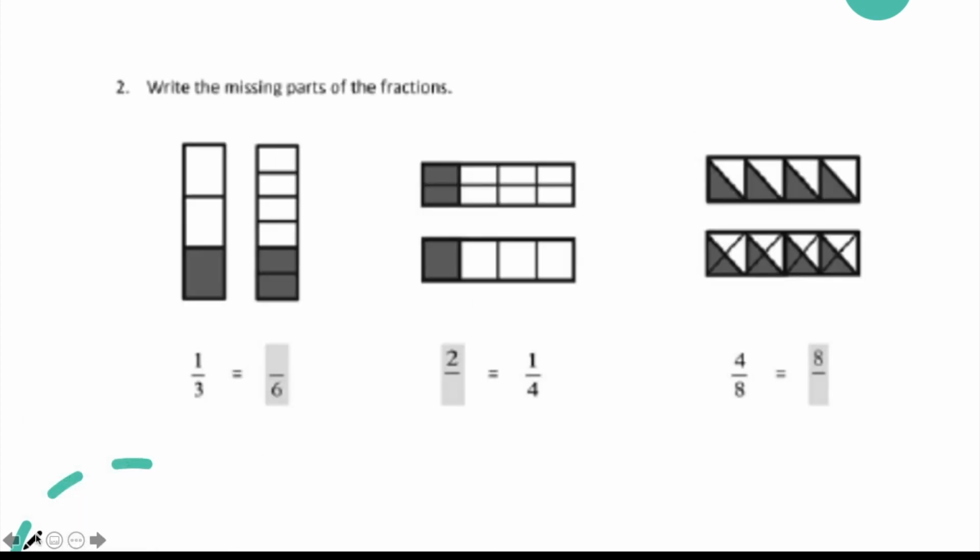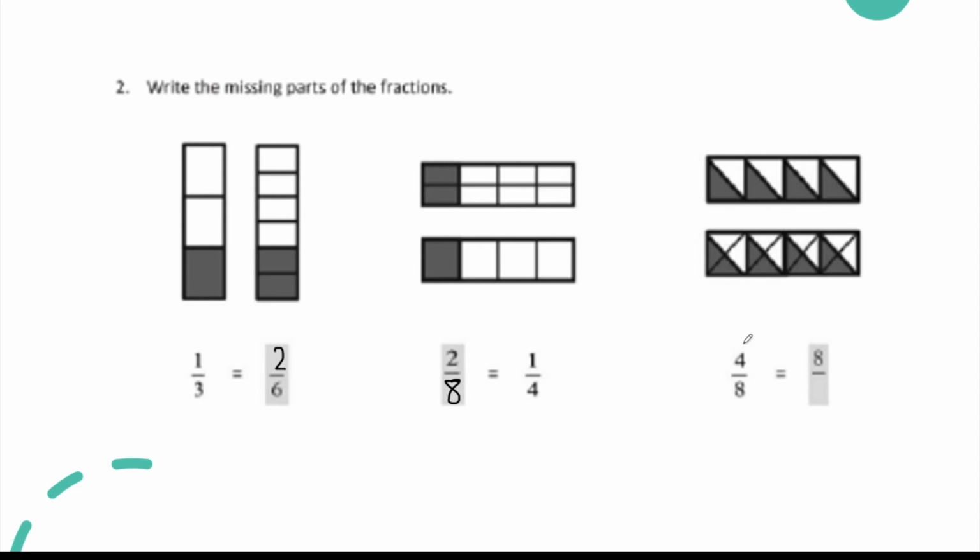All right, write the missing parts of the fraction. So I see 1/3, and I see these are sixths. They already counted all the equal pieces for me, and only 2 of them are filled in, so that's 2/6. All right, 1/4, that's this one. Let's see what's up here. 2 what? 2, 4, 6, 8. 2/8. 2/8 is equivalent to 1/4.